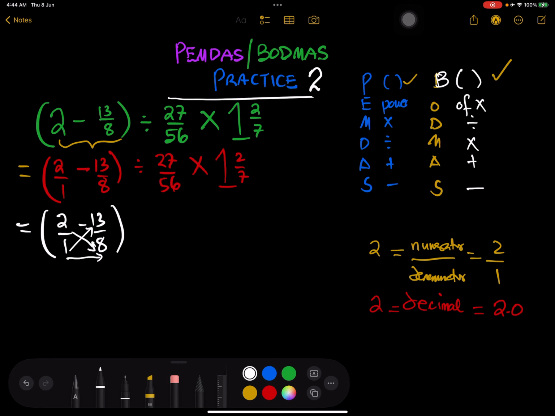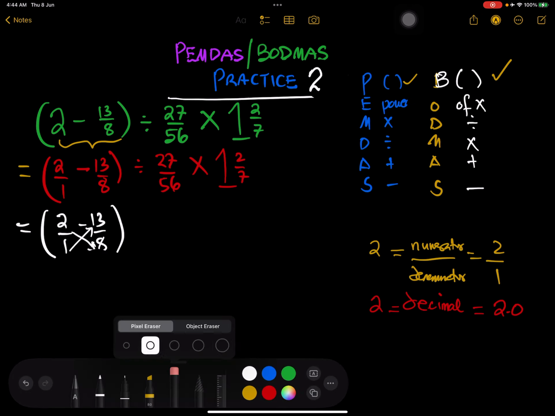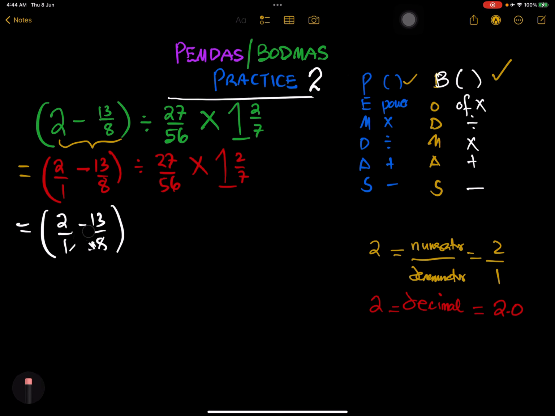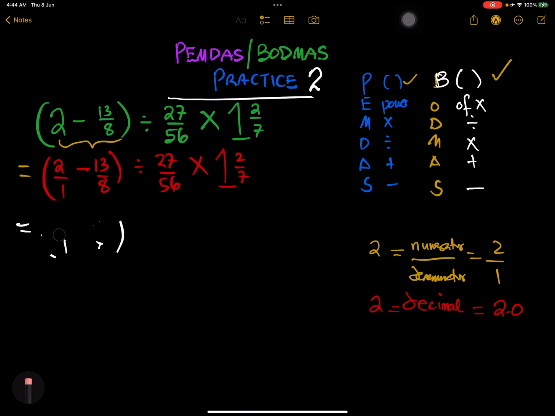Do you remember? I hope you haven't forgotten the rules that we use in solving fractions, subtracting fractions. So if that's the case, we are going to apply those rules right now.